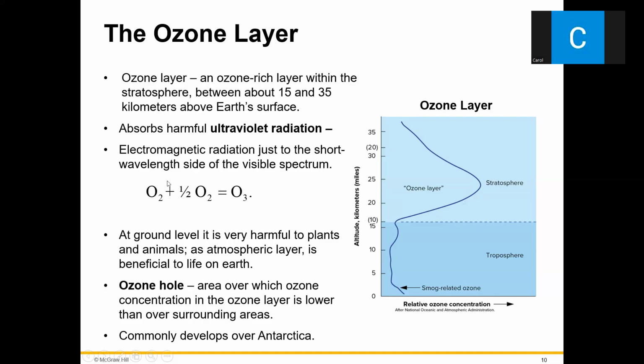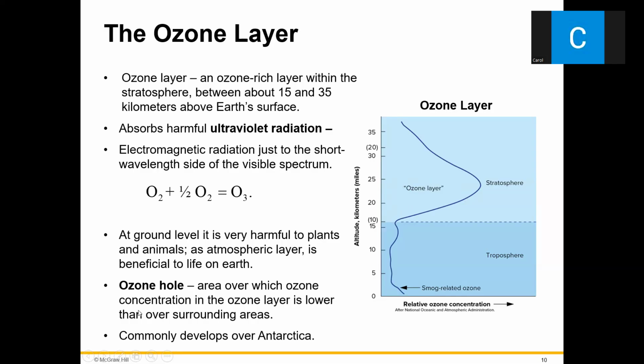So the UV rays help this chemical reaction to form ozone. Ozone is O3. Normal oxygen that we breathe is O2. At ground level, it is very harmful to plants and animals. However, up high in the atmosphere, it's beneficial. The ozone hole, I'm sure you've heard of it.